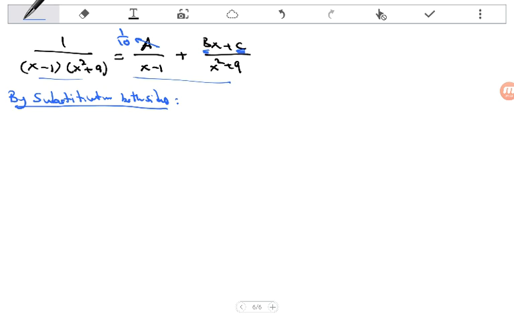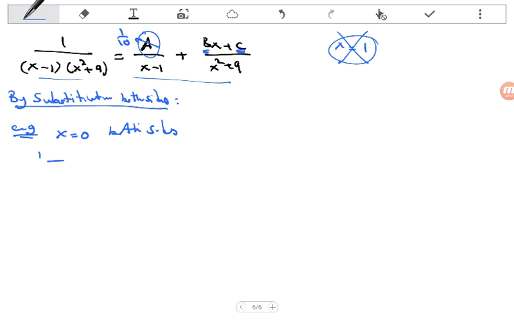Did we use any value of x before? Yes, we have used x equals 1 in finding a. So I'm not allowed to use the value of 1. Okay? I choose simple values of x. So for example, I didn't use x equals 0, so let's use x equals 0 both sides.